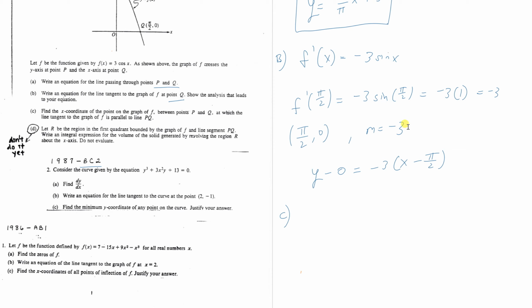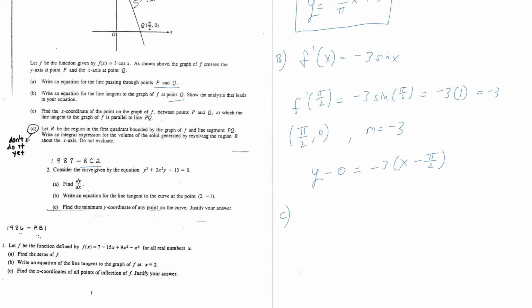Okay. It wants us to find the x-coordinate of the point on the graph of f between points P and Q, at which the line tangent to the graph of f is parallel to PQ. Read this one more time. It looks like it wants the mean value theorem. Okay, so this is just a mean value theorem.